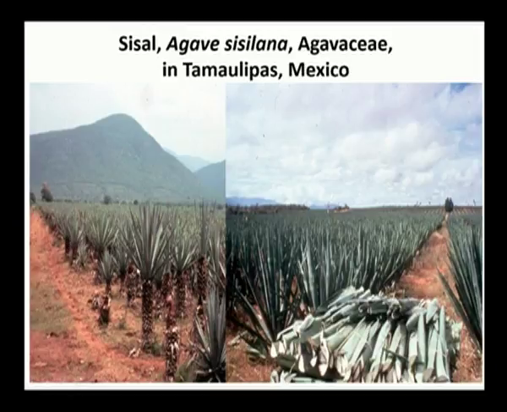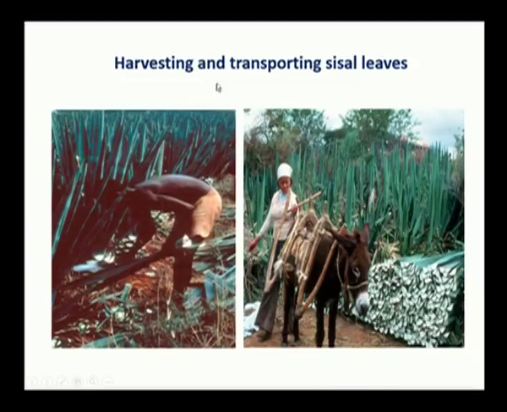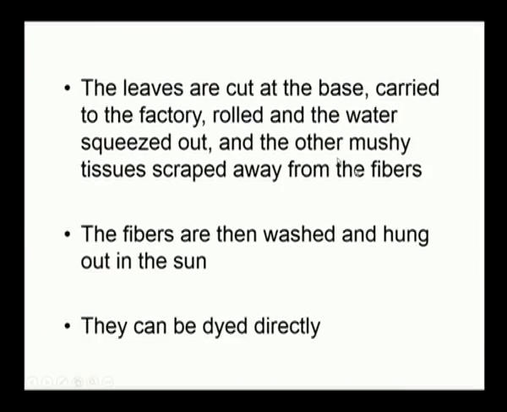Here is the picture where sisal is cultivated in Mexico, the leaf is harvested and put in the sunlight, and from there they are getting the fiber material. So, this is how the harvesting and the transporting of sisal leaves obtained from Mexico is shown in the picture, the harvesting process and the transporting process also shown here. The leaves are cut at the base, carried to the factory, rolled and water squeezed out, and the other mushy tissues scraped away from the fiber.